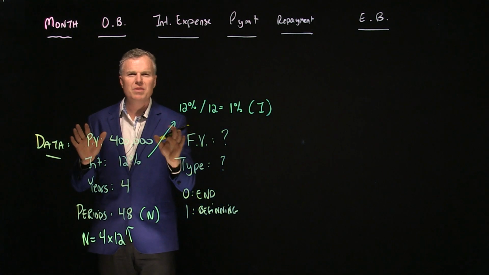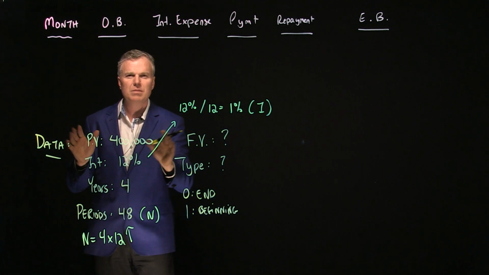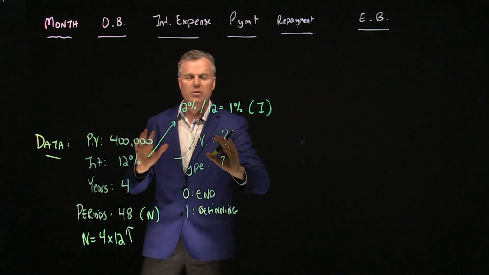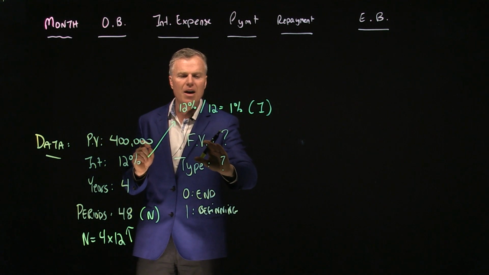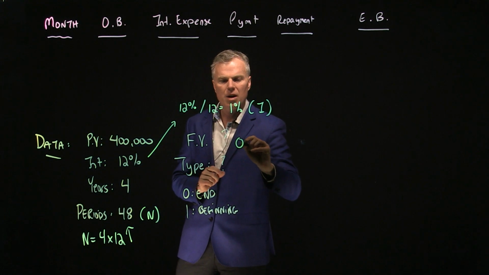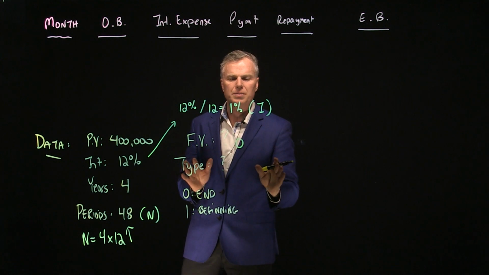Now, what's the purpose of the bank financing? Well, to pay it off over a 4-year period. So my future value will be 0. I want to pay it off over 4 years.